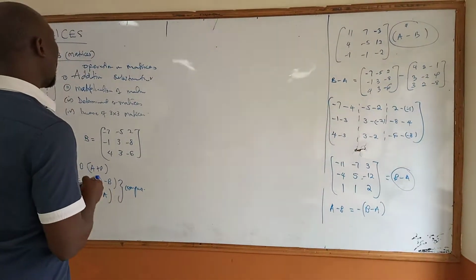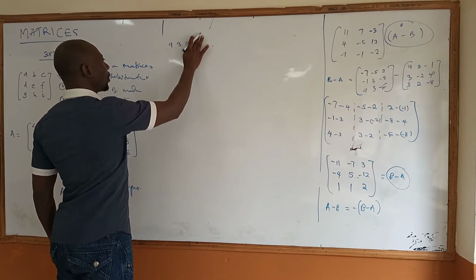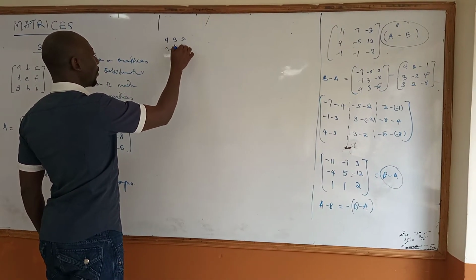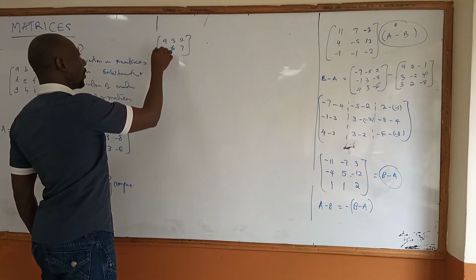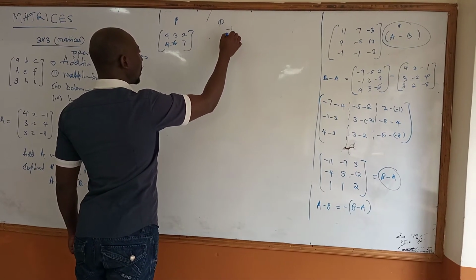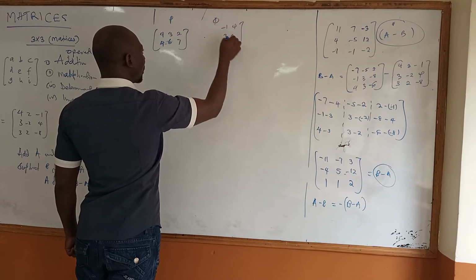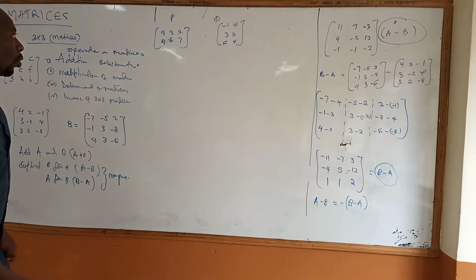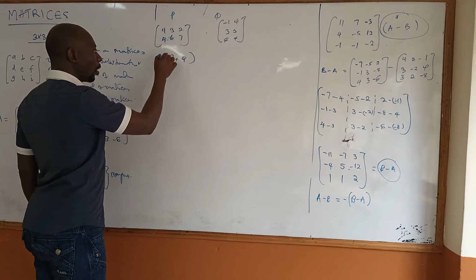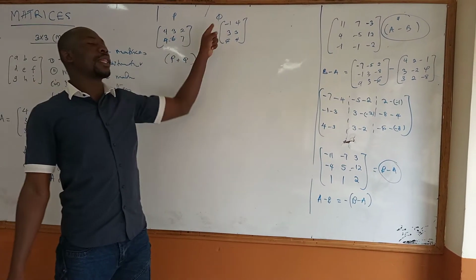For example, given a matrix like 4, 3, 2, 1, 4, 3, 2 in that order, then 4, 3, 4, 6, 7 as a matrix. Given this is matrix P, and matrix Q is given as -1, 3, 6, 4, 3, 4. And this is matrix Q. And you are told to do P plus Q or P minus Q. You are told to perform such a matrix operation. This is a 3 by 2 matrix, this is a 2 by 3 matrix.